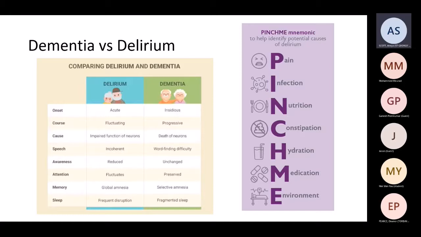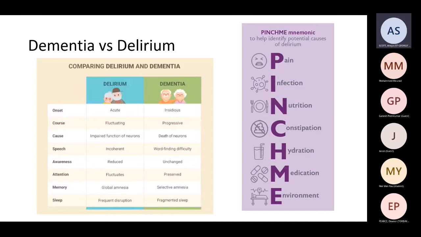And then first you need to know, in delirium their awareness is really reduced, whereas in dementia that remains the same, so they'll still be aware of their surroundings, whereas in delirium they can be very unaware of where they are or things like that. Yeah, they're the main things to know.